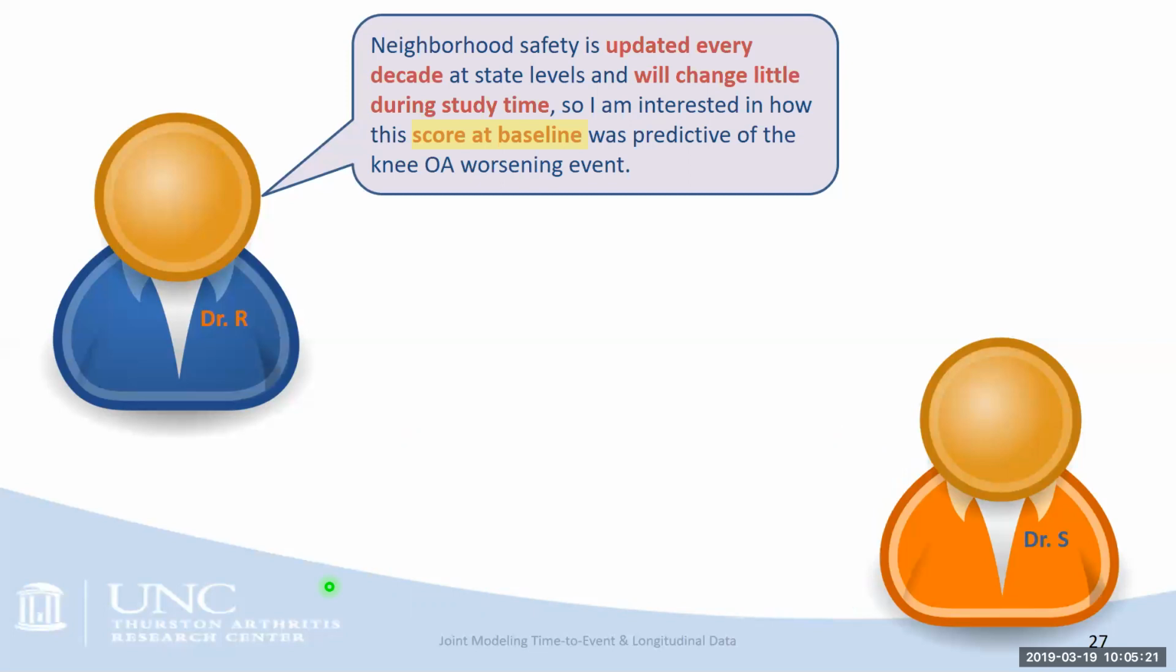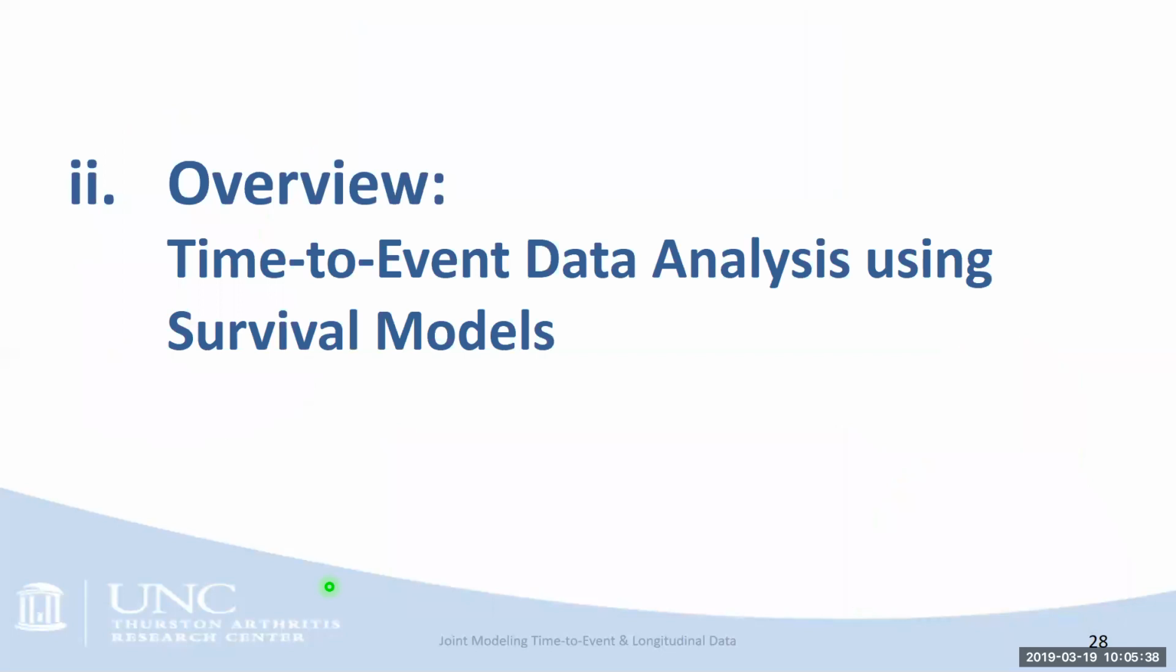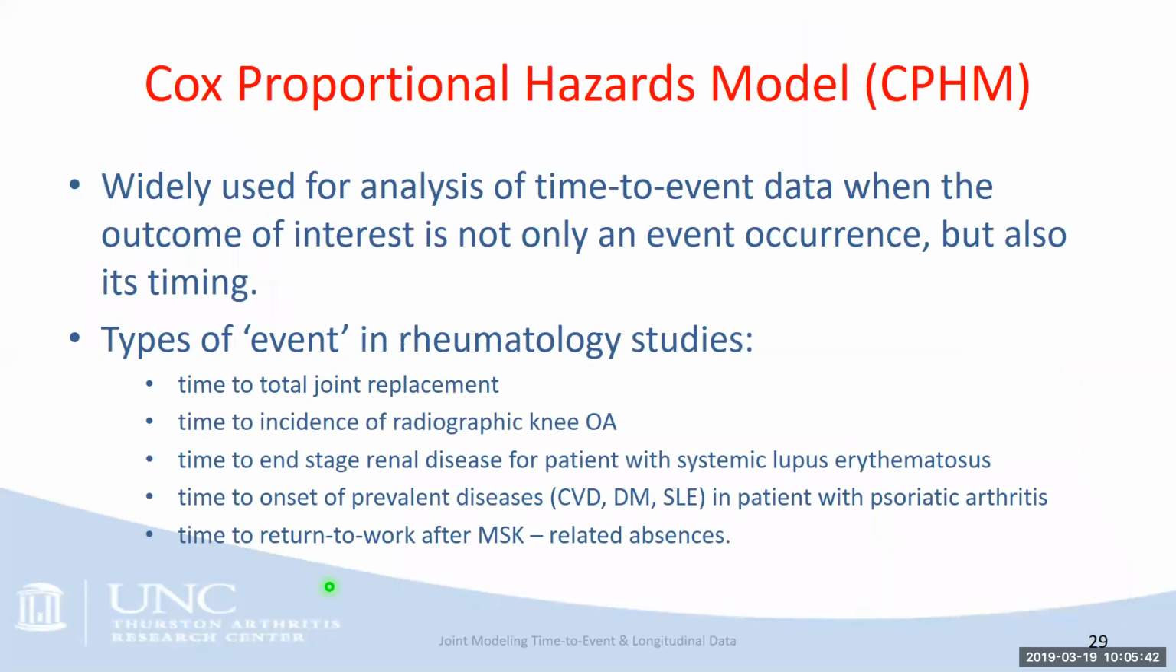His interest is in how this baseline neighborhood safety score is predictive of a NEOA worsening event. So the conclusion here, it seems that a time to event data analysis using a Cox proportional hazards model might be appropriate in this case. And that brings us to this overview of time to event data analysis using survival models. And specifically here, we're going to be concentrating on the more widely used Cox proportional hazards model, CPHM.